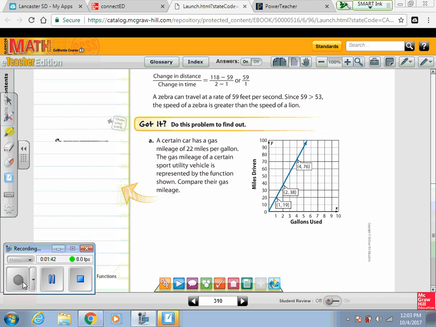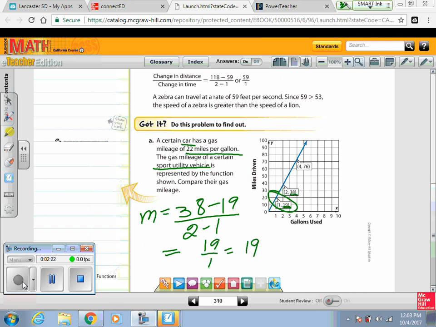So on this particular example, a car has a mileage of 22 miles per gallon, and then you have to compare it to the SUV, which is on this graph. Well, once again, they've already given you 19 miles per gallon, so you don't have to do the slope, but you can. Let's do 38, the rate of change, 38 minus 19, that's your y's, over 2 minus 1, which is 19 over 1, which is 19. And that's what they gave you.